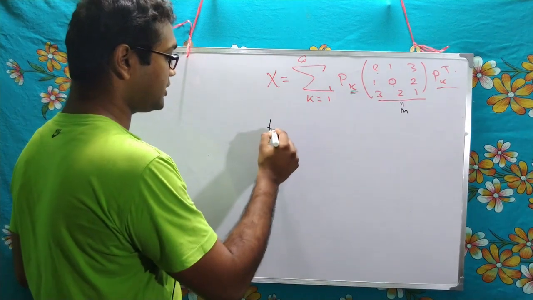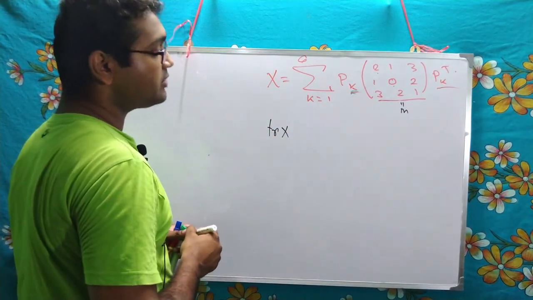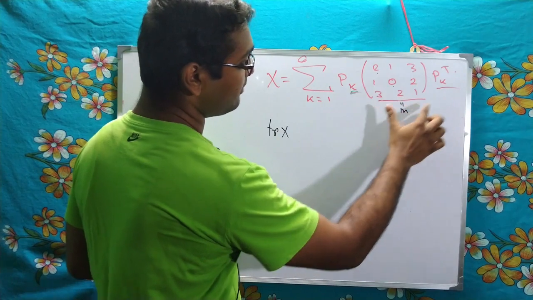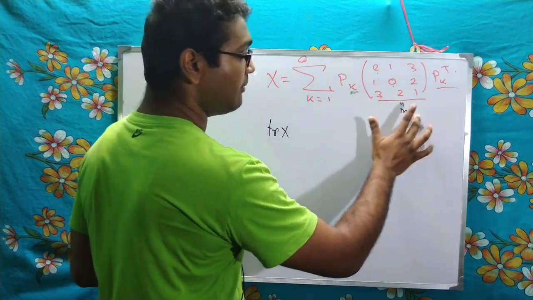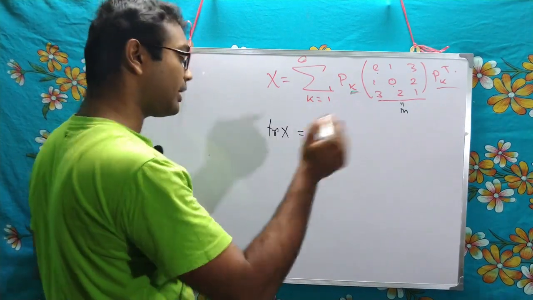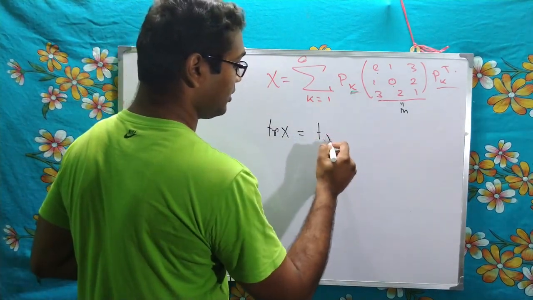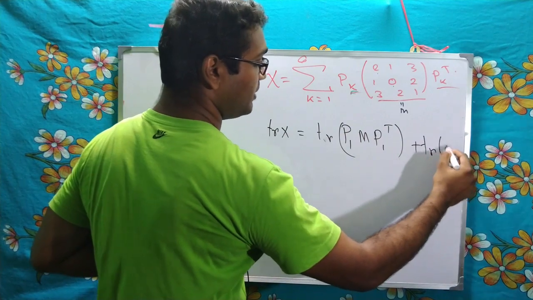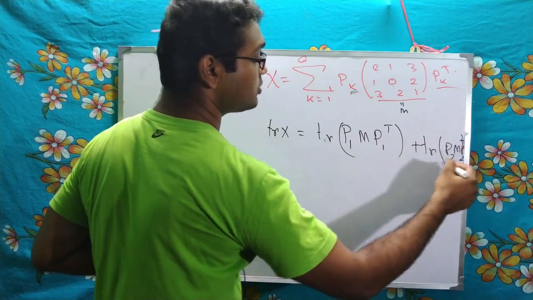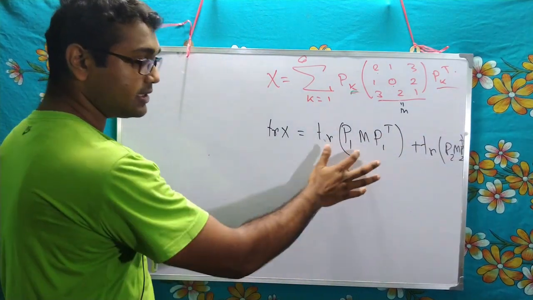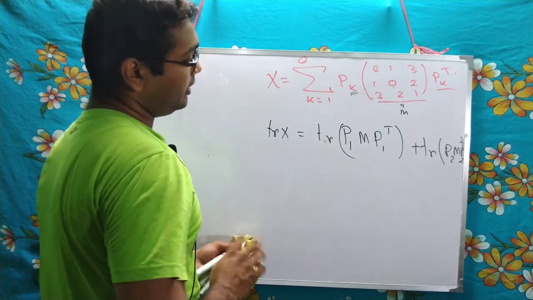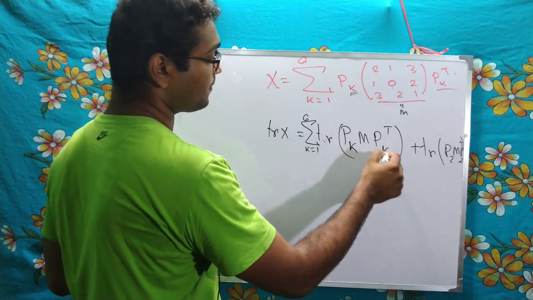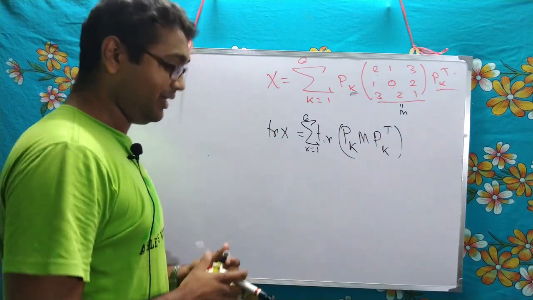I'm taking trace of X. Now, when I'm taking trace of X, this will become trace of P1MP1 transpose plus trace of P2MP2 transpose, and so on. Therefore, I can write it as trace of P1MP1 transpose plus trace of P2MP2 transpose in this way. It will run up to 6. Then we can simply write it as the summation of k equal to 1 to 6, with index k, and it's done.